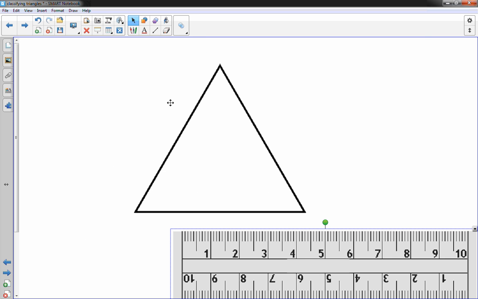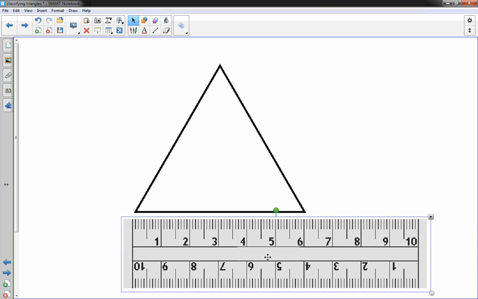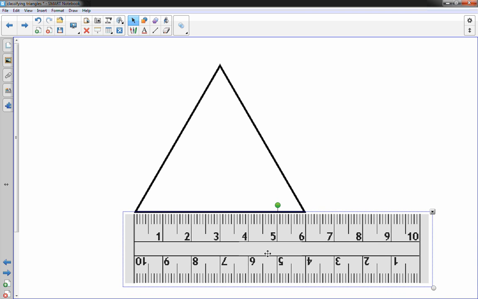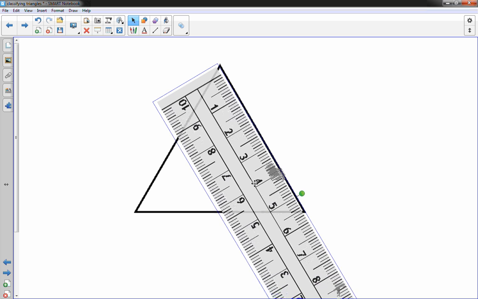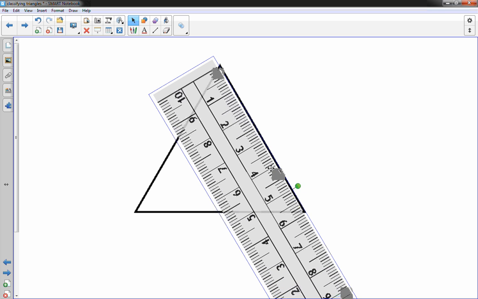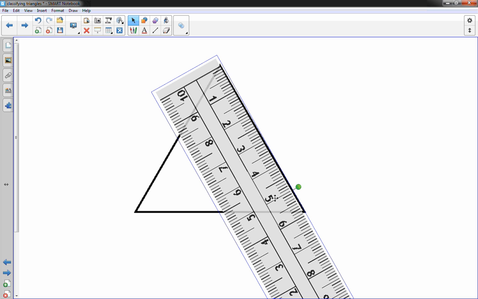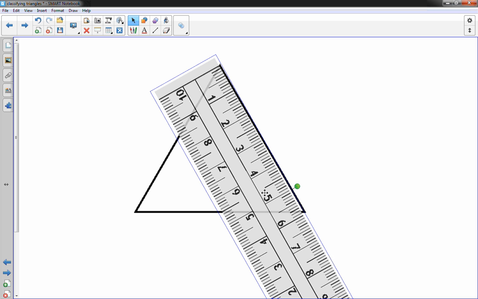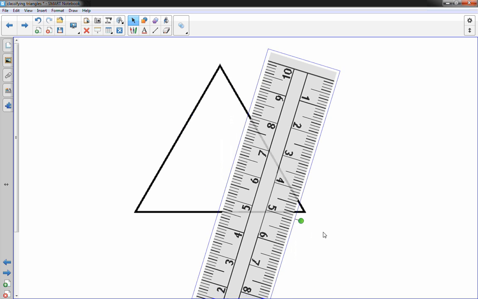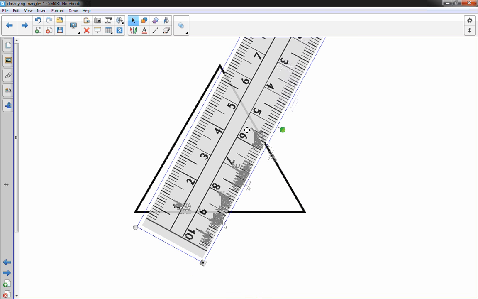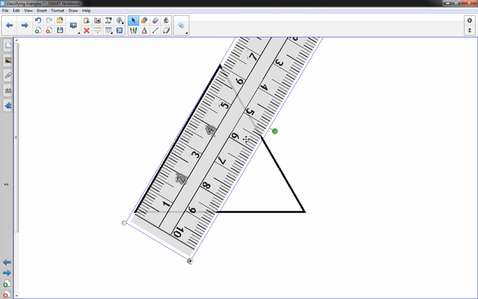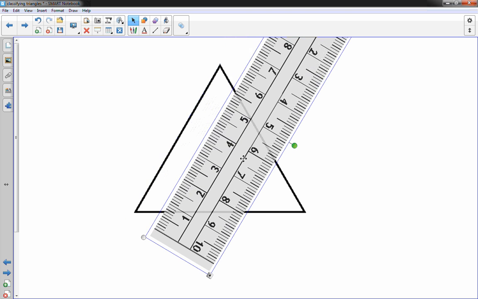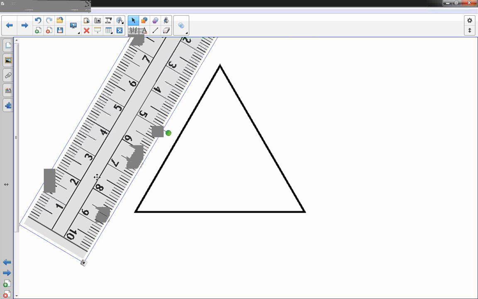Here's a triangle that I believe is an equilateral triangle. I'd take a ruler, I'd measure the length. So that one's about 6 units in length. Rotate my ruler. That one's about 6 units in length. And this other one is about, hopefully, 6 units in length. Yep. So that would be an equilateral triangle.